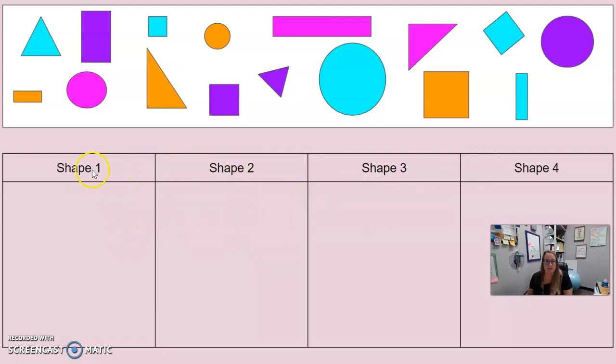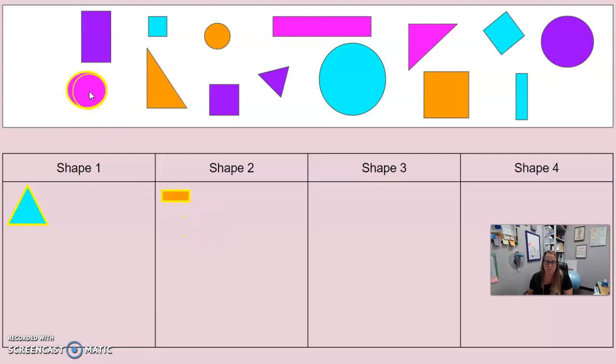So let's look at this shape first. Since it's the first shape, it can go in any of the buckets that I want. So I'm going to go ahead and put it in the shape 1 bucket. Now my next shape is this one right here. Does it look the same as this one? This one has 1, 2, 3 sides. This one has 1, 2, 3, 4 sides. So is it going to go in shape 1 or do we need to put it into its own bucket? Yeah, we're going to put it in its own bucket. So here we go, in shape 2.